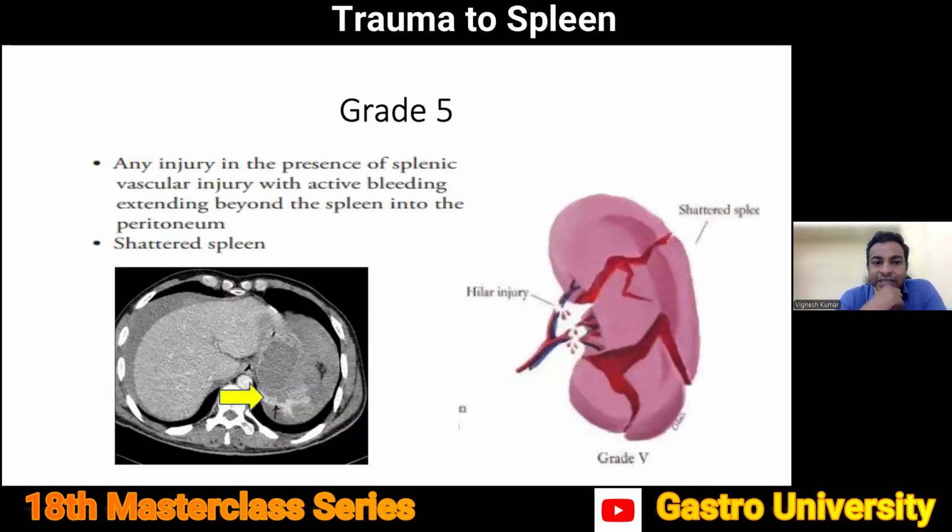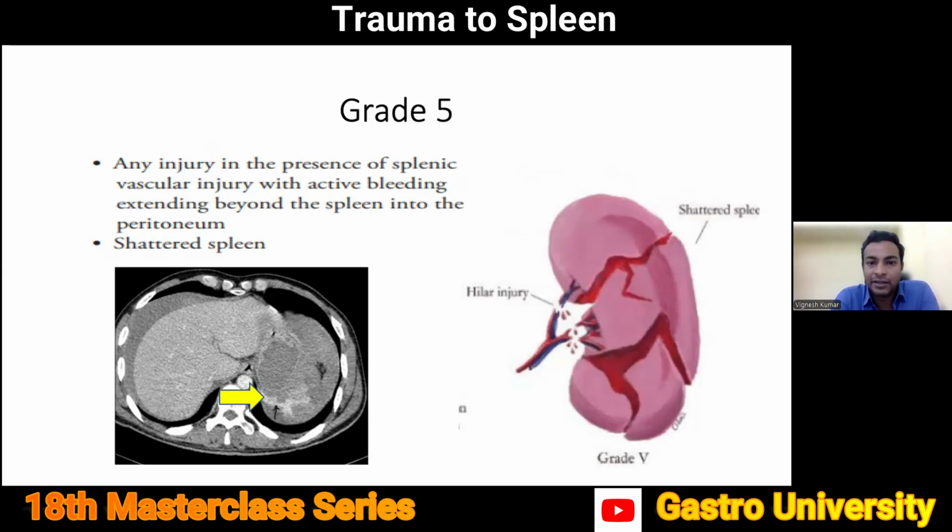A grade 5 injury is when this vascular injury is extending beyond the splenic capsule into the peritoneum. So you can see with this yellow arrow that is pointed here, that the contrast is leaking into the peritoneal cavity, and these are signs of active bleed. And also a shattered spleen is considered as a grade 5 spleen.